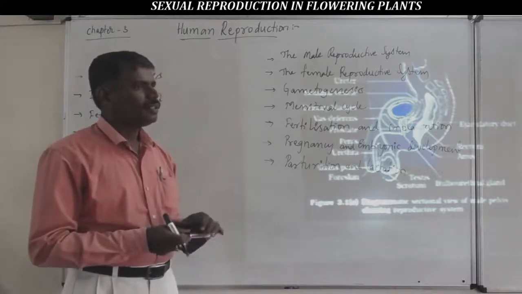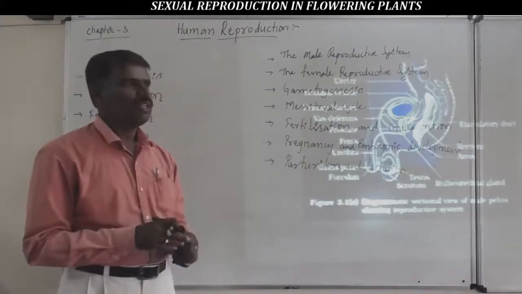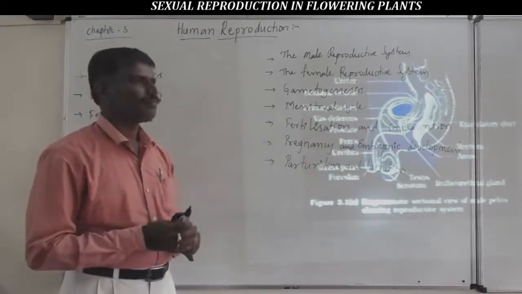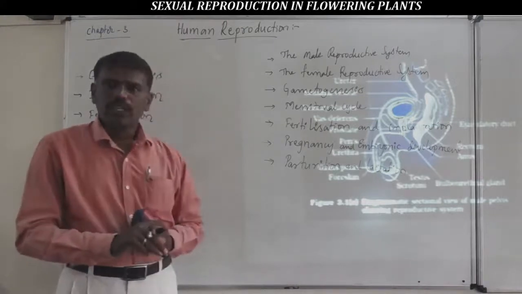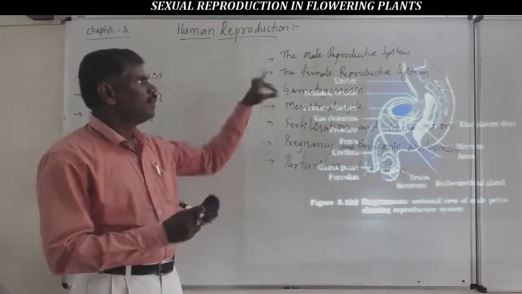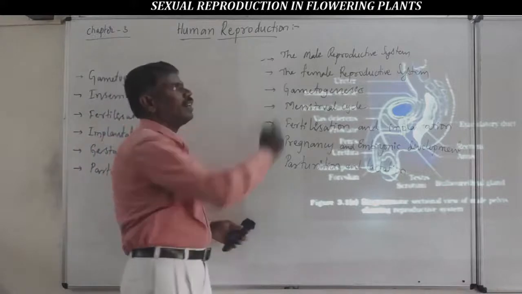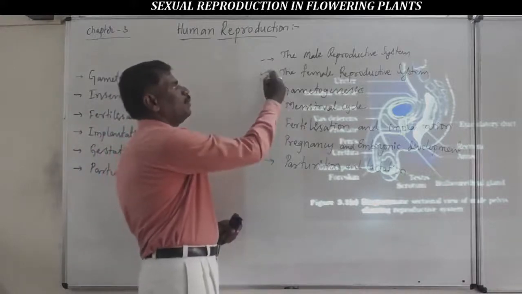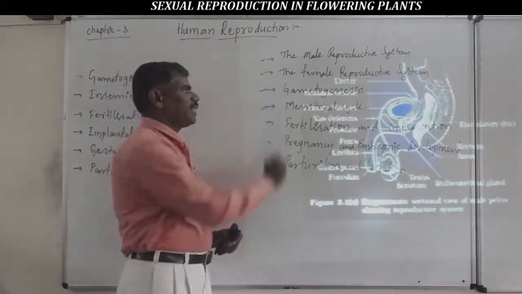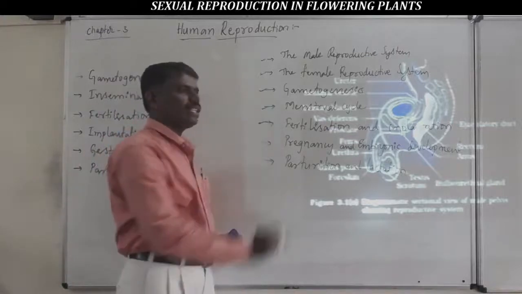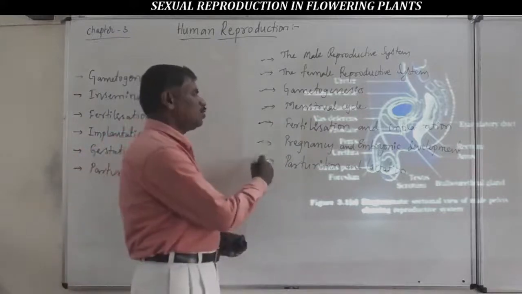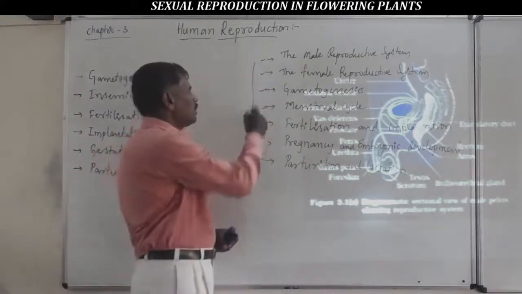Humans reproduce sexually by involving two organisms of opposite sex, that is, male and female. In this chapter on human reproduction, we discuss the male reproductive system, female reproductive system, gametogenesis, menstrual cycle, fertilization and implantation, pregnancy and embryonic development, parturition and lactation.